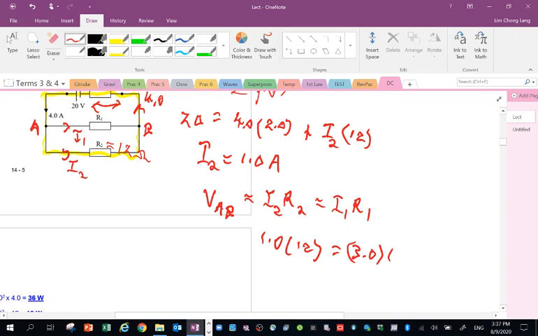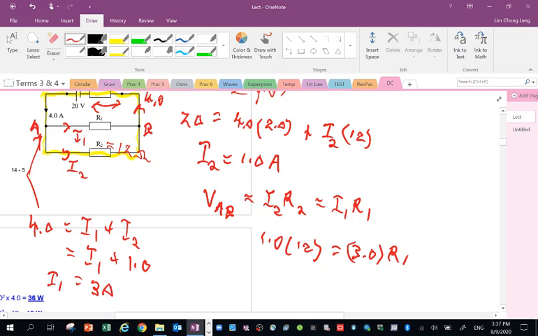How do I get 3? Look at the junction law. 4 ampere is split into I1 plus I2. But I already know I2 as 1.0, so I1 should be 3. So in this case, I'm able to calculate R1. 12 divided by 3, I got 4 ohm. That's 4 ohm.